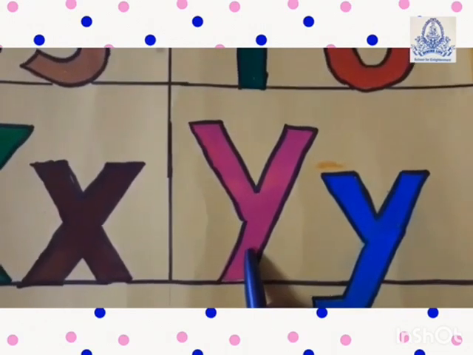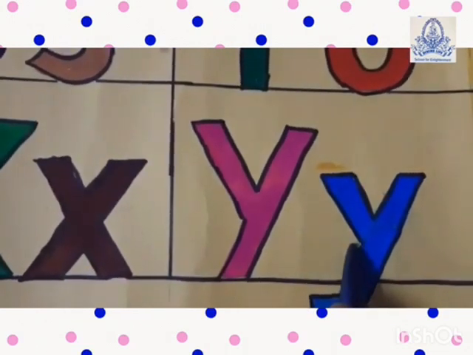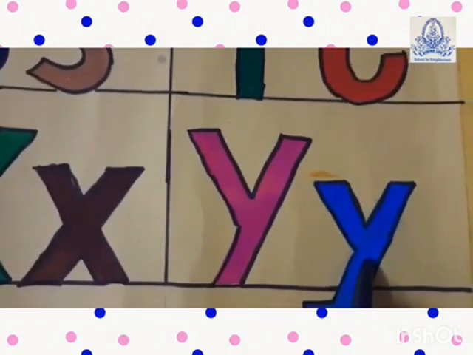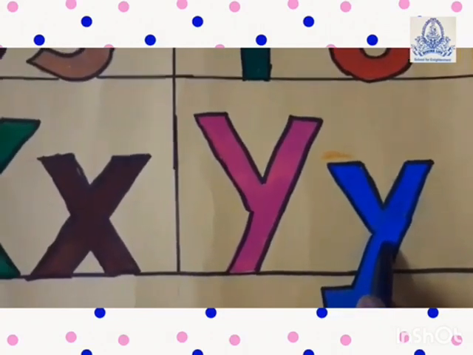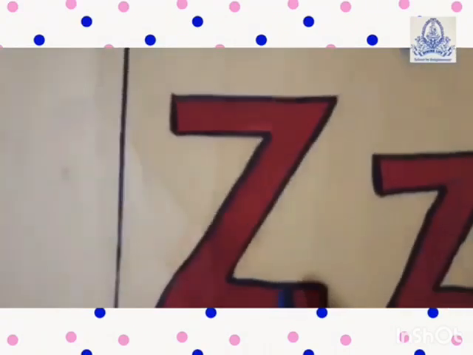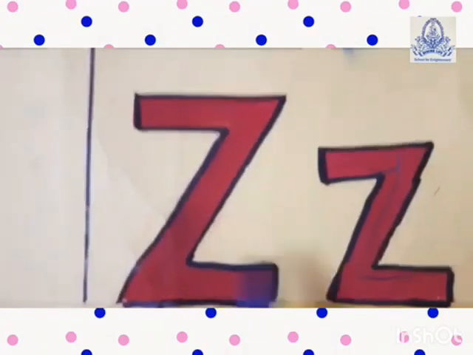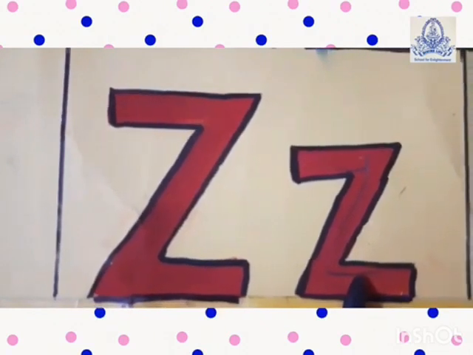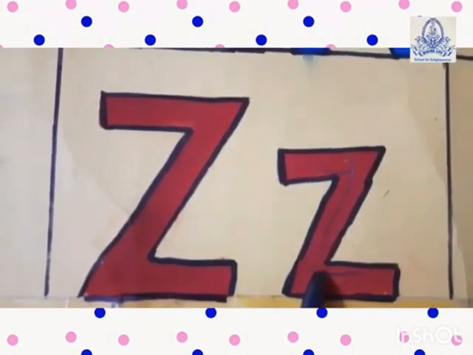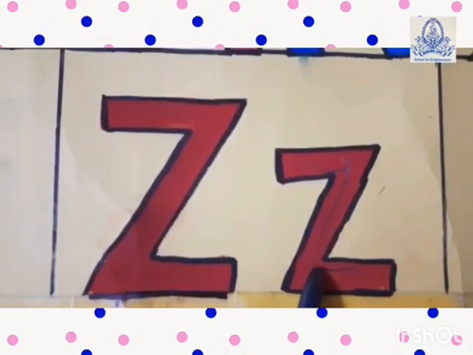Next Y. This is capital Y and this is small y. This is mama letter Y and this is baby letter Y. And Y is for yacht. And last one is Z. This is capital Z and this is small z. This is mama letter Z and this is baby letter Z. And Z is for zebra.